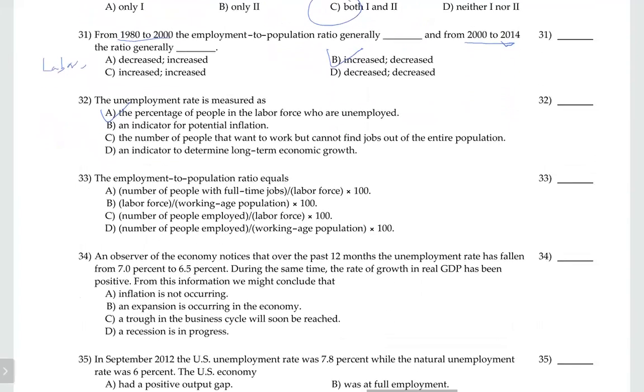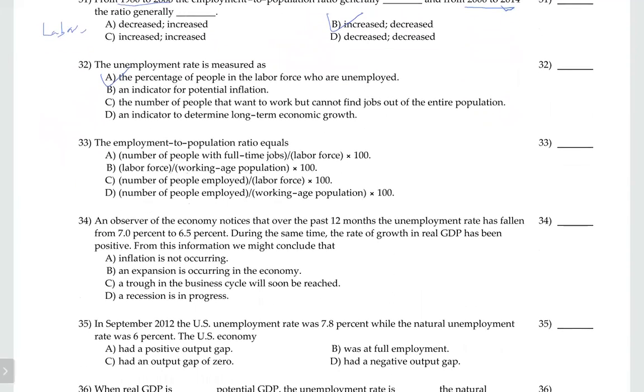Now 33, employment to population ratio. Okay, so you just look at these terms and you should figure out, right? So we did not look at this explicitly. We look at other measures, but from here, you should have no problem finding out the answer is D, the number of people employed divided by working age population.